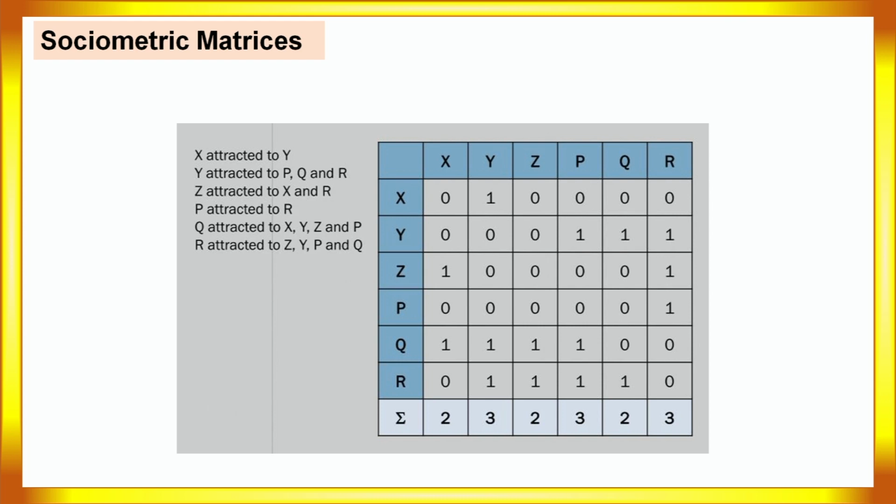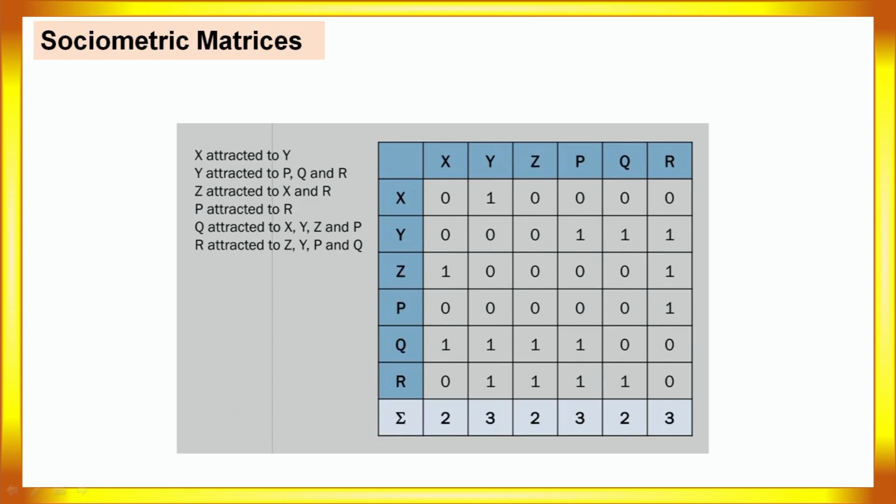So, n basically means the number of persons or individuals in the group. For the purpose of sociometry, we use a square matrix, which is basically of n into n type. It means that in both the row and the column, the number of individuals is the same.